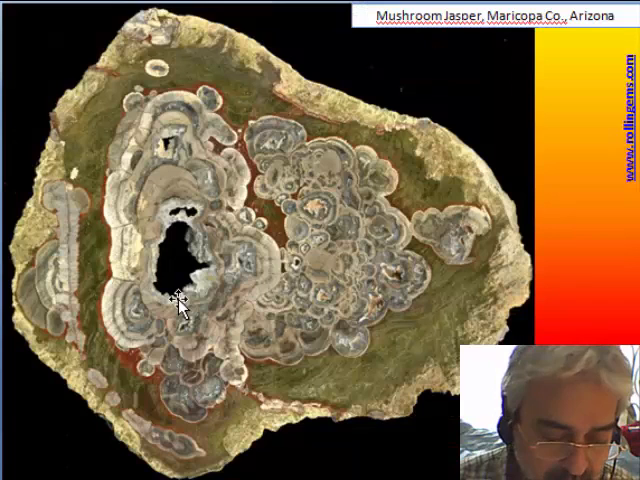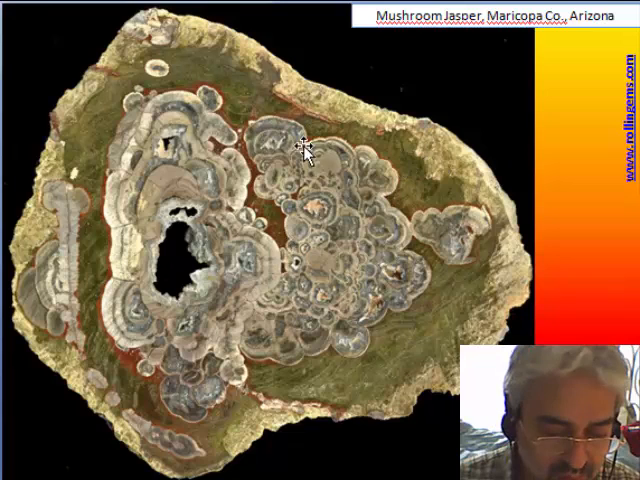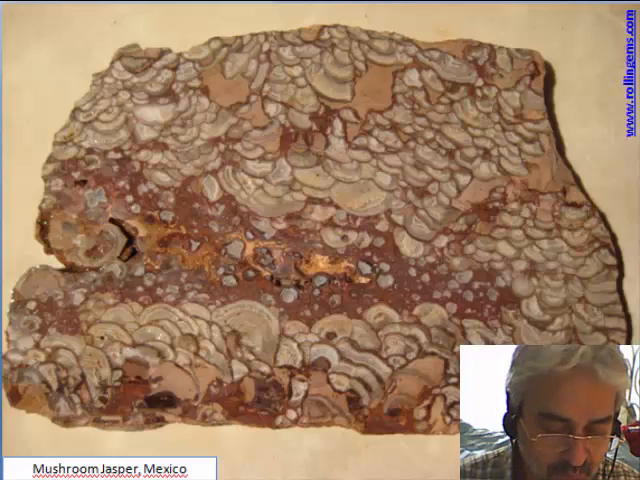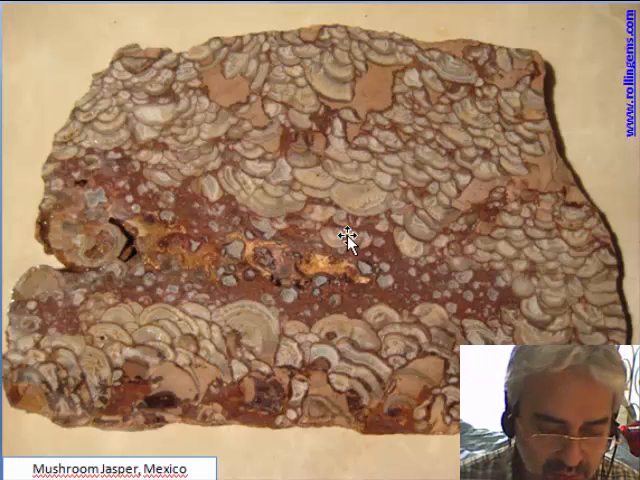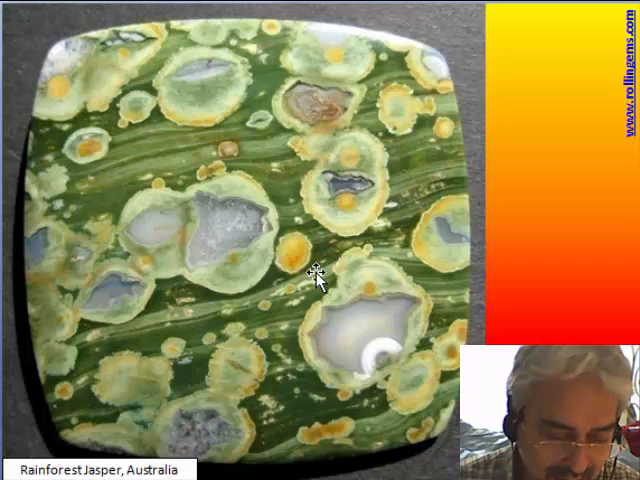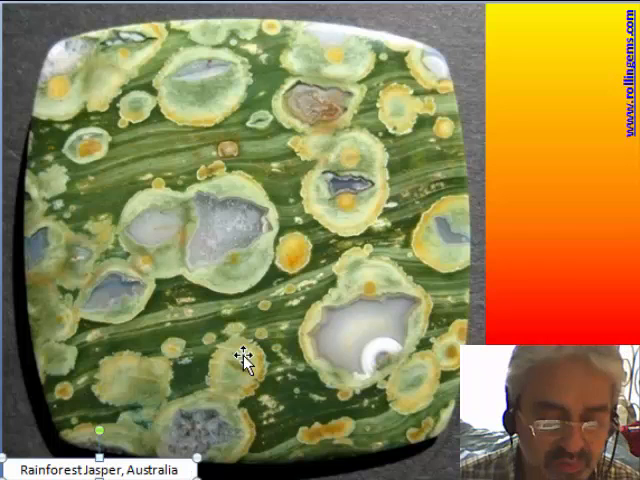This is another thunder egg where you can distinguish easily the spherulites. This is mushroom jasper from Arizona. It's a very nice material also for making beautiful cabochons. But from Mexico there is a very similar material with an exactly similar structure, and in this case it's not nodular but it's a blocky lava, so the same structure is not only in thunder eggs but also in rhyolitic jasper. So this is a kind of thunder egg, is the rainforest jasper, very famous jasper from Australia.